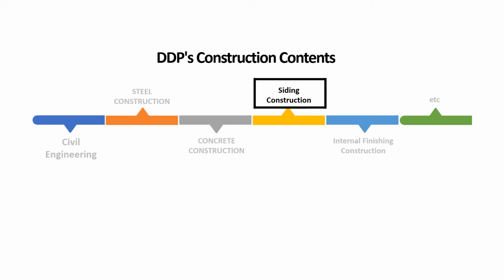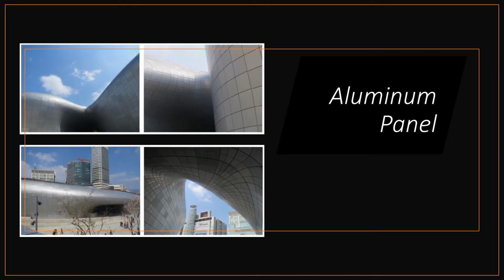This time, we will present the aluminum panel used for the construction of DDP. Let's learn about the benefits of using aluminum in exterior materials.